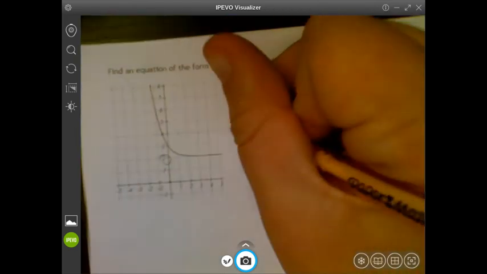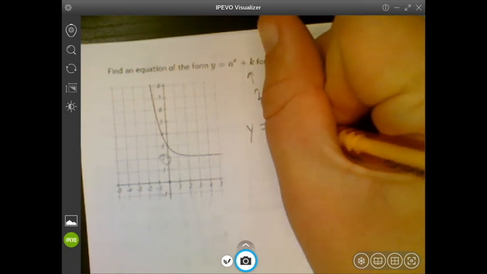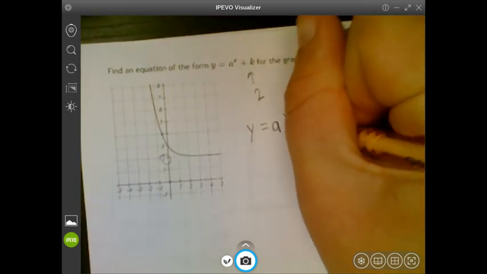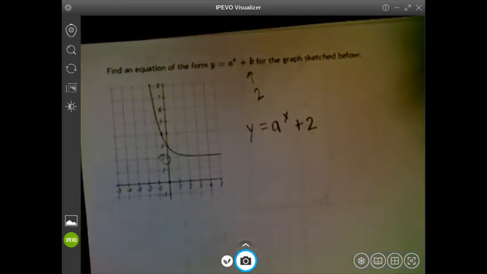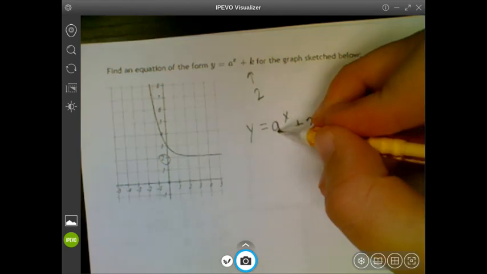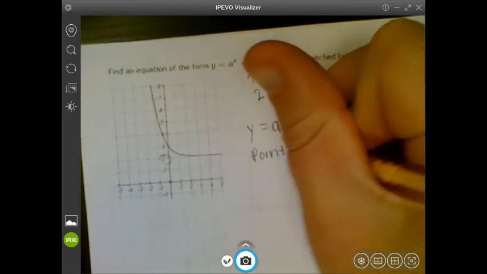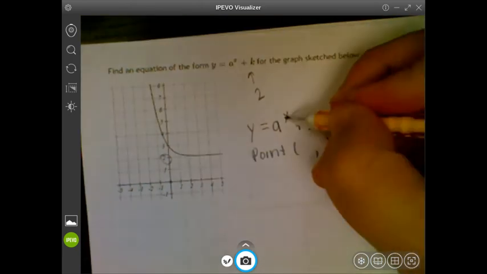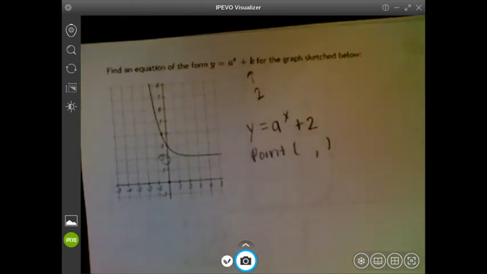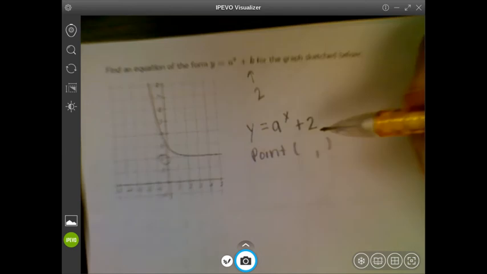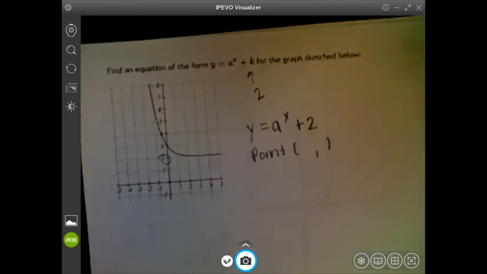In terms of finding a, it's a little bit more complicated. So I'm going to write what we have so far. We know y equals a to the x plus 2. And in order to find the a value, you have to pick a point on your graph to plug in for x and y. And when you plug it in for x and y, you can solve for a. Now, don't just pick any random point. You want to pick a nice point, one that's really obvious that you know of. So for example, look at that one right there.